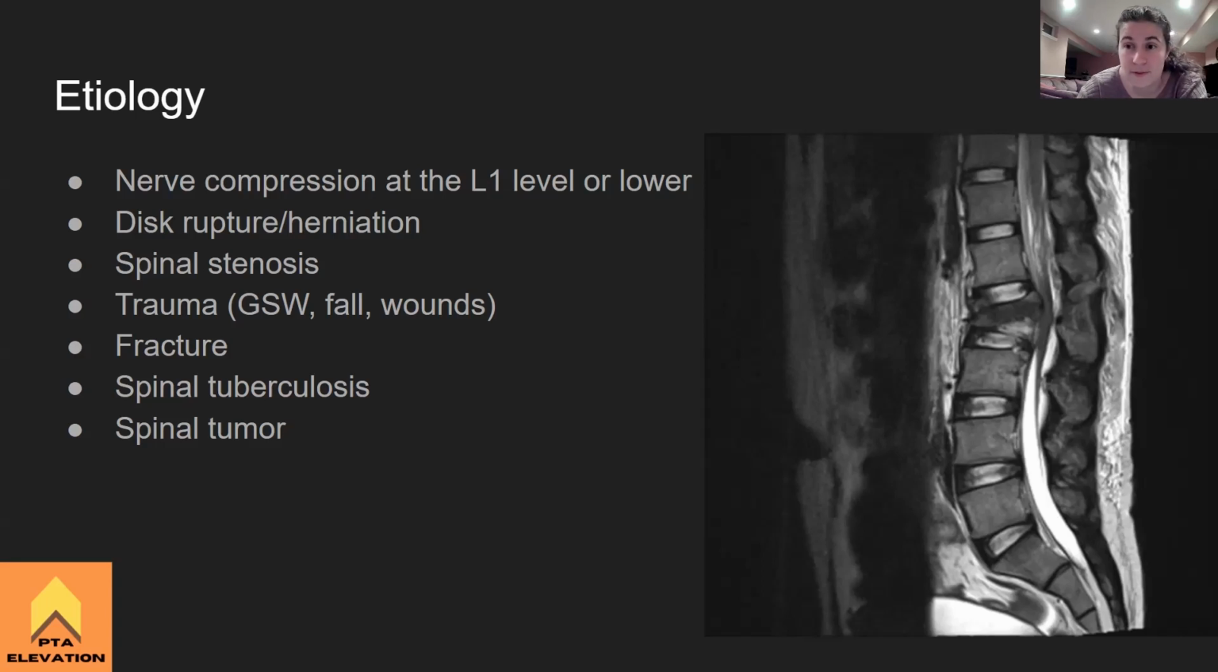So this is specific to L1 or lower. Spinal tuberculosis, so any sort of pathologies, honestly, like osteomyelitis might even cause this, just inflammation of the spinal cord and inflammation of the surrounding vertebral bodies, anything like that. If there's infection getting there, that's going to cause problems. And then if there's a tumor, that's going to just continue to grow, and that's going to start to squish onto the spinal cord itself.